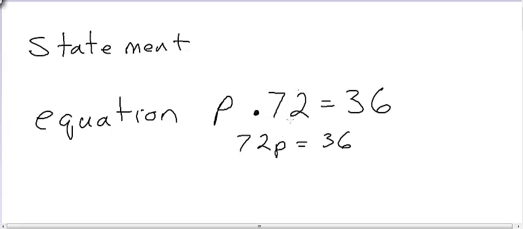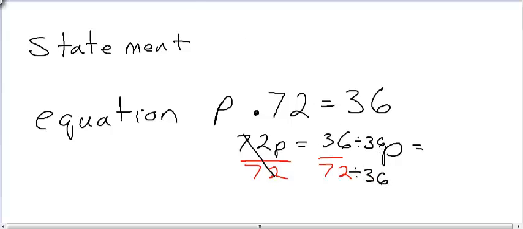I'll divide each side by 72. And when I do, my left side will cancel out to 1. 36 divided by 72 can be reduced. Both numerator and denominator can be divided by 36, which leaves me with the fraction 1 over 2.